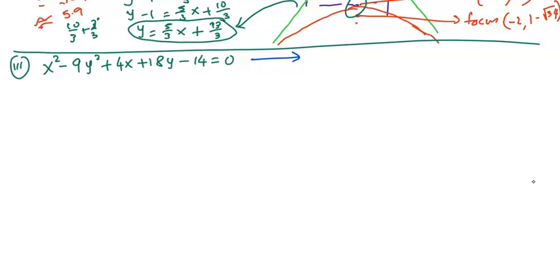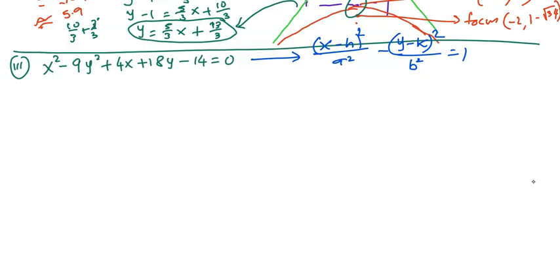Standard form is (x minus h) squared over a squared minus, since the y squared is negative, I'll write it down like this, (y minus k) squared over b squared. The h and k are how much you shift your center from the origin, and it equals 1. It has to be 1 at the end, right? So I need to change it into that form.